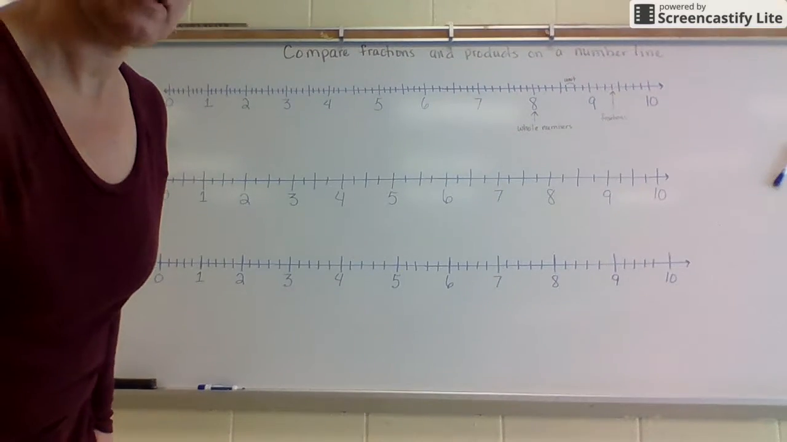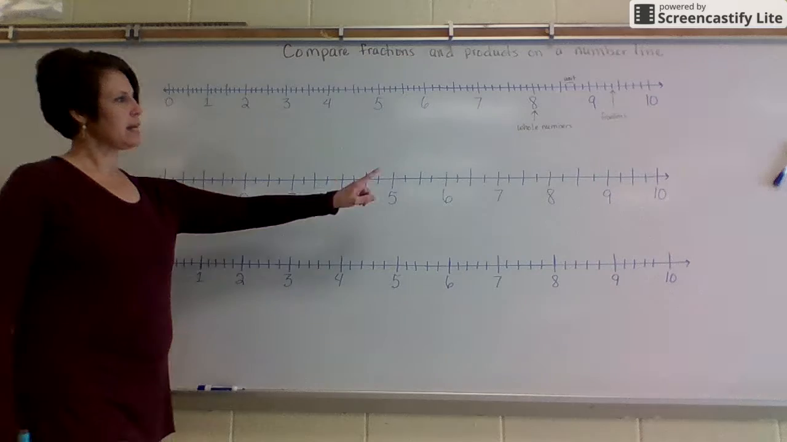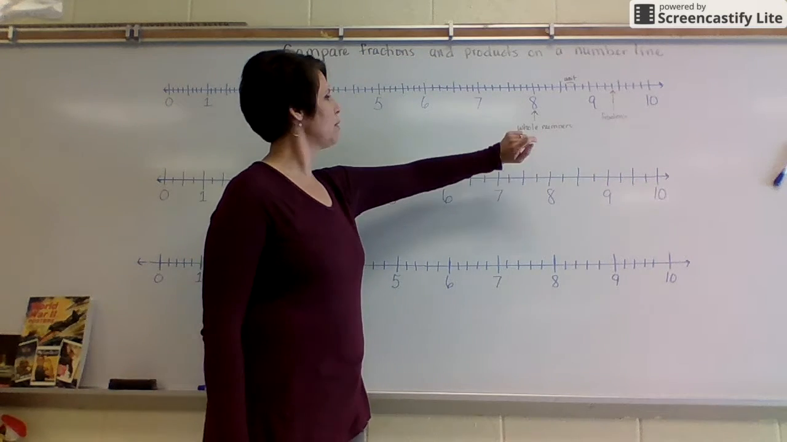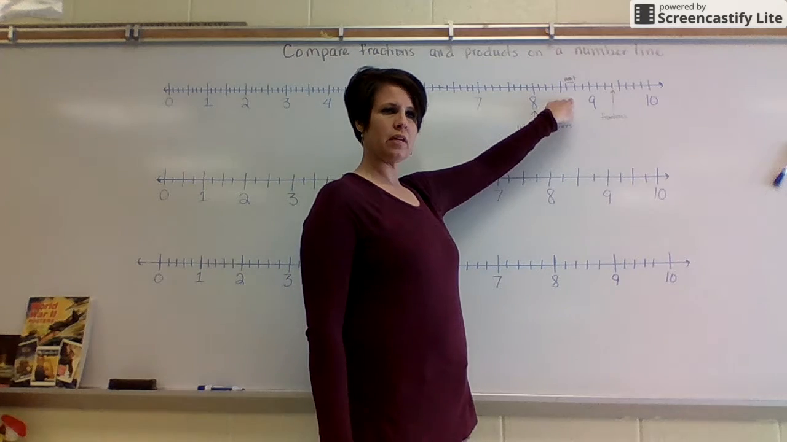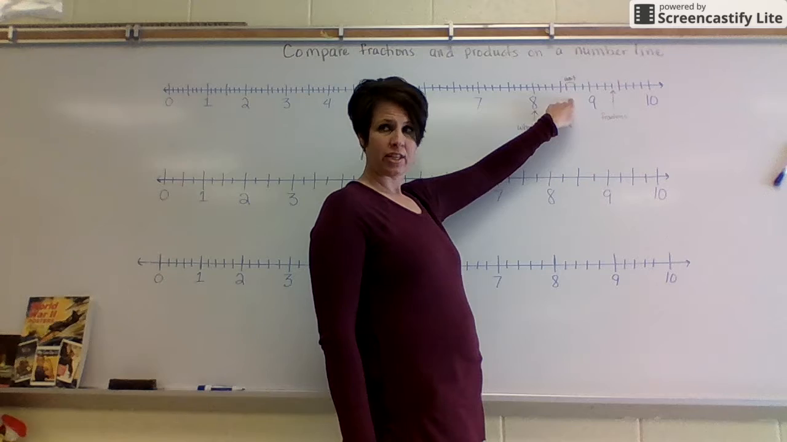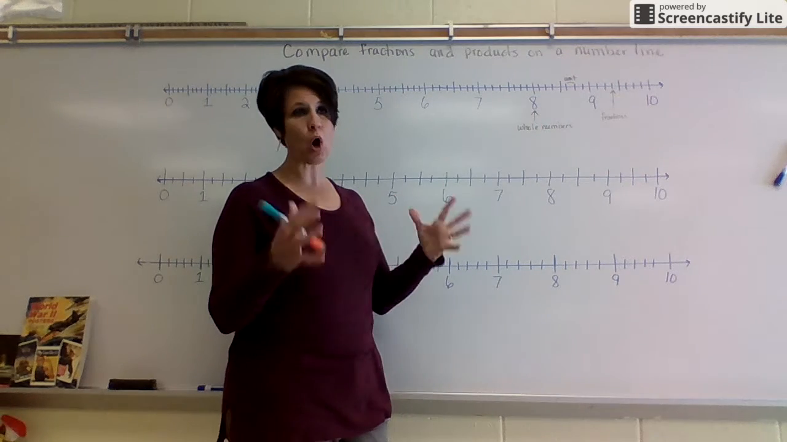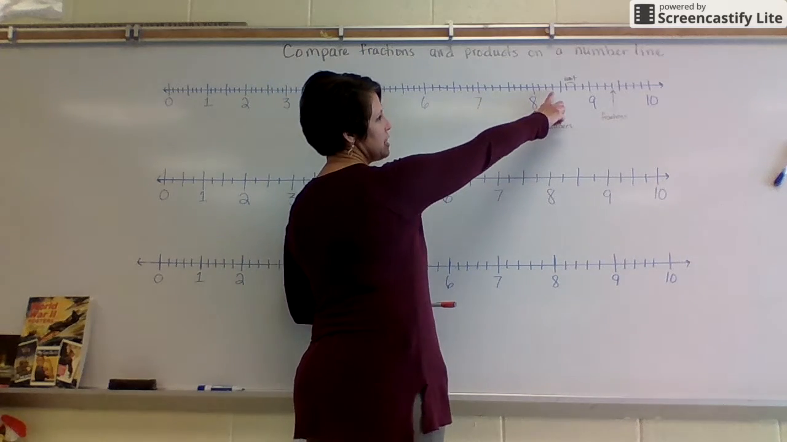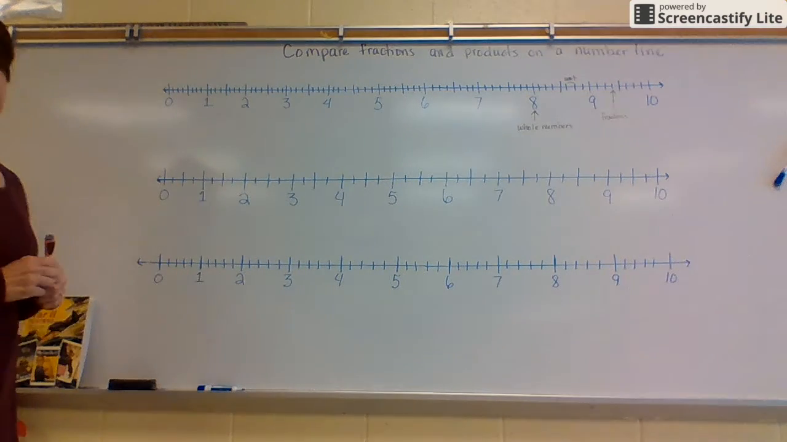All right, so we're going to talk about comparing fractions and products on a number line. We've already said the larger numbers represent whole numbers. The tick marks between the whole numbers represent fractions, which is part of the whole number. And the space between the tick marks are units.